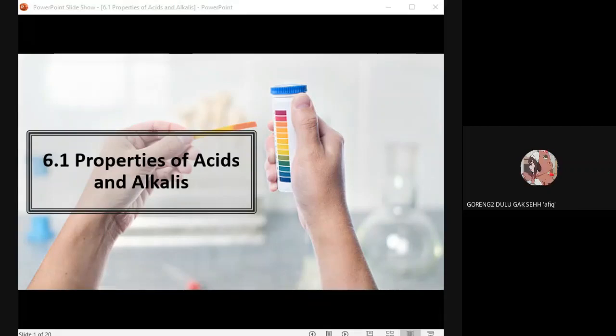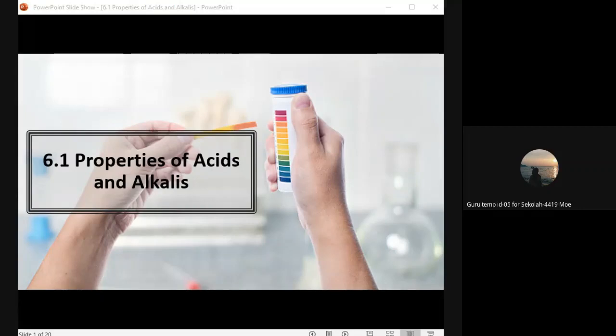Asid dia masam juga. Alkali dia pahit. In English because we DLP kan? English. Acid tastes sour and alkali tastes bitter. Okay, bagus. Bitter. Okay, and then Vinash states, teacher, the pH value of acid is less than 7. Okay, betul Vinash.